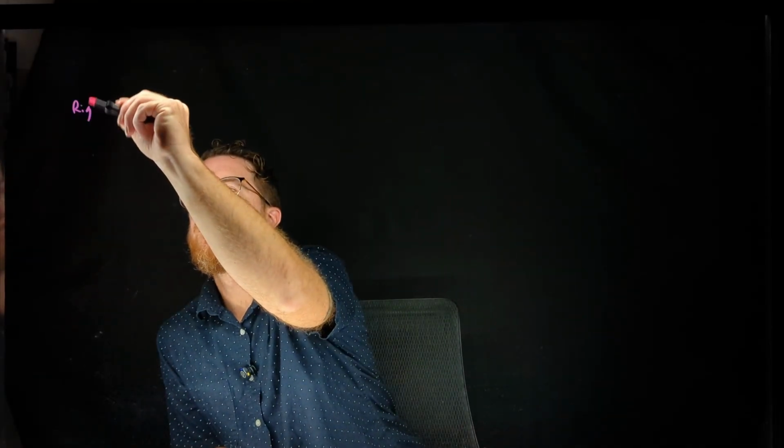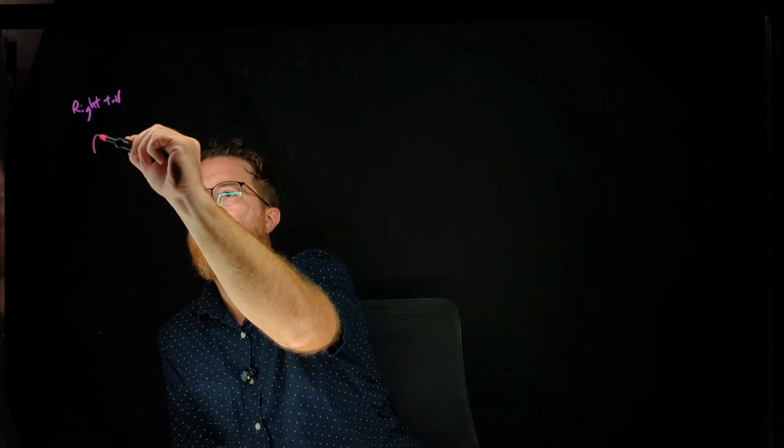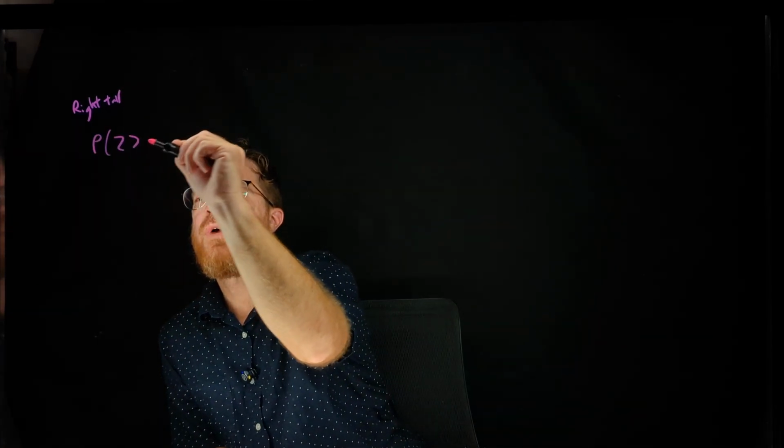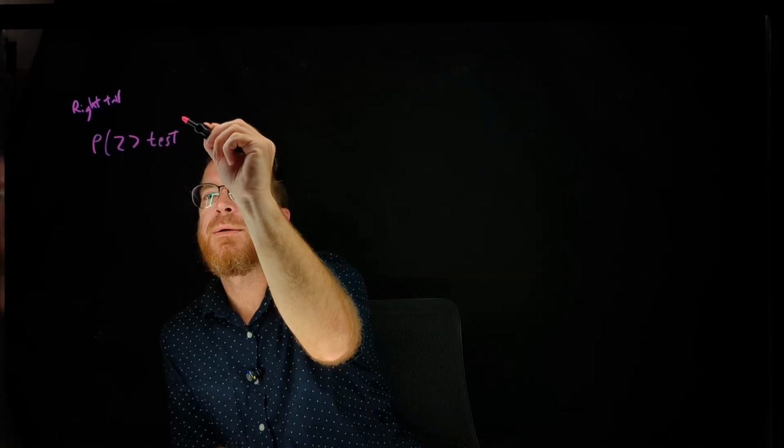So now I want to put this all together so that you have an easier way to remember this whole thing. If we have a right tail test, we said that we had the probability that z is greater than our test statistic.